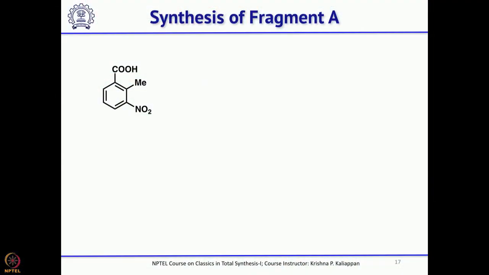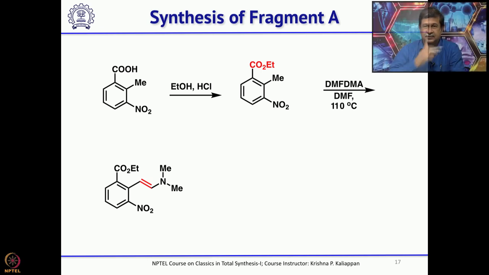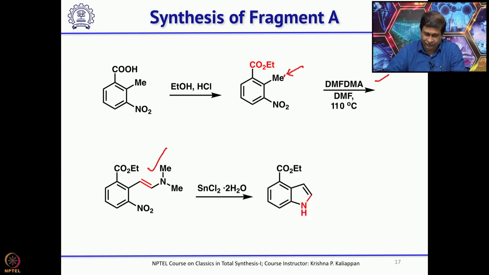For the synthesis of fragment A, he started with this nitro carboxylic acid. Esterification of the carboxylic acid with ethanol and HCl gave the corresponding ethyl ester. Then this methyl group was converted into this enamine, which is done with dimethylformamide dimethyl acetal in DMF. Basically, you generate an anion, and then attack the DMF to get the double bond. Then you reduce with tin chloride.